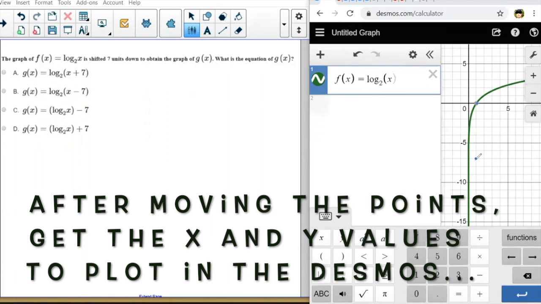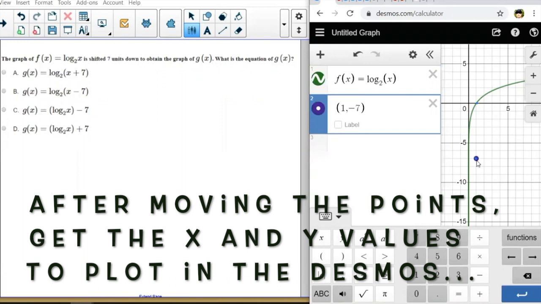I hope you will agree with me that the x value is 1 and the y value is, because it's -5 here, so -6, -7. We are going to put that in Desmos. So that would be (1, -7). That is the transformation point.